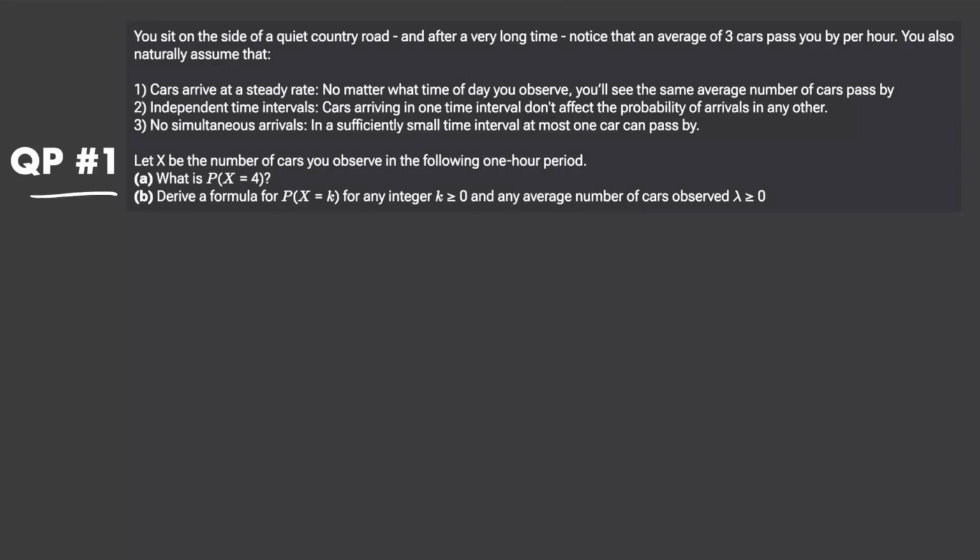Hello everyone, today let's take a look at QB number 1 where we're going to derive the Poisson distribution. So basically you sit on the side of a quiet country road and after a very long time you notice that on average 3 cars pass you by per hour, and you also assume these 3 things here.